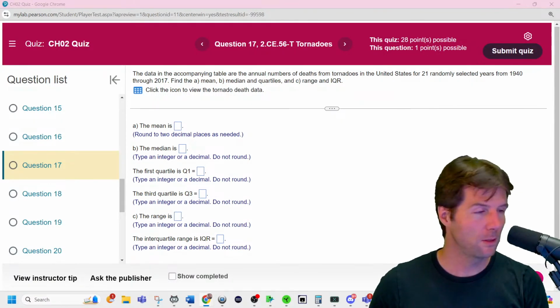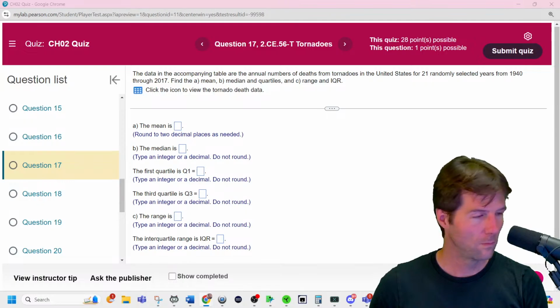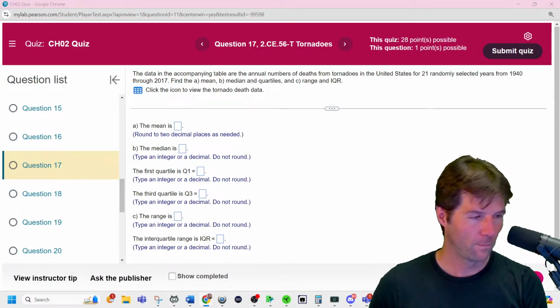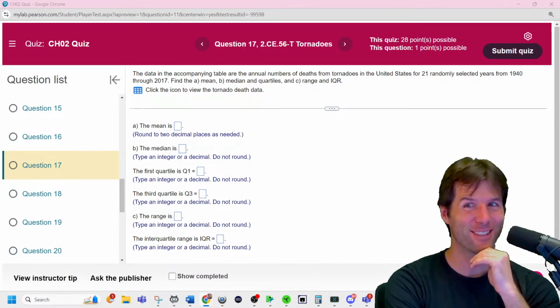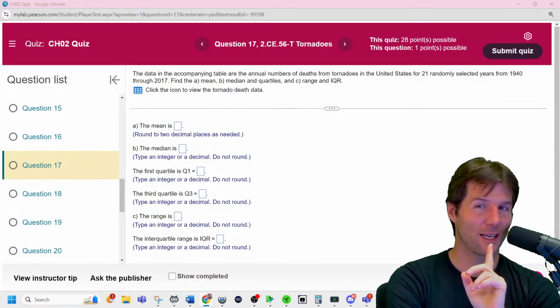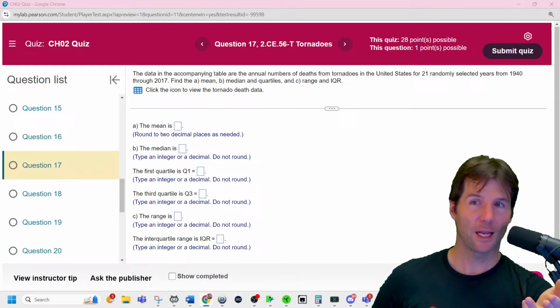Okay, the data in the accompanying. 2017. I swear they update these so you're like, oh, look, it's a recent question. I've seen this one for a decade. Okay, so this one is a lot easier if you use JMP. You can also use the descriptive statistics in the TI calculator.